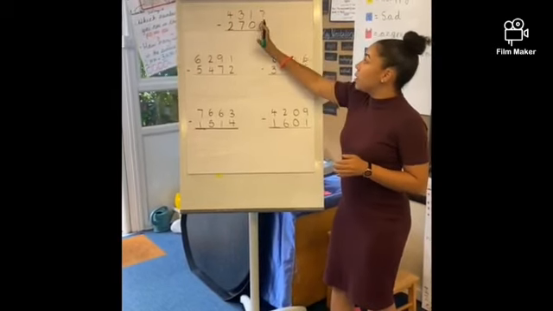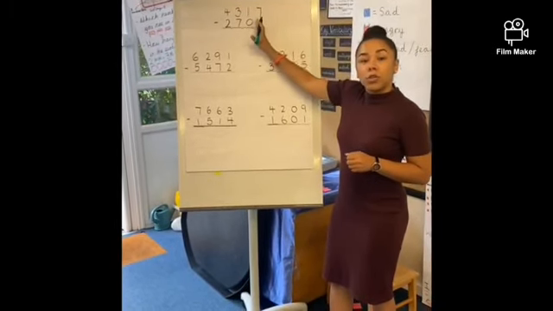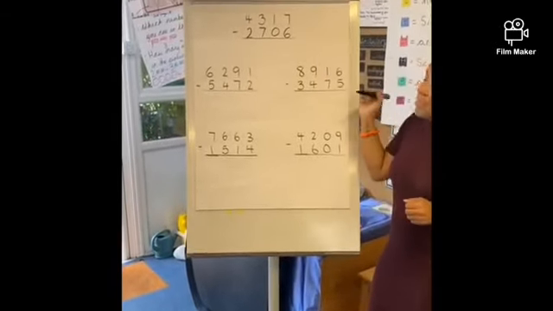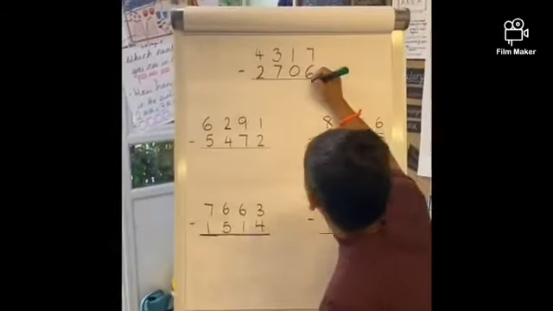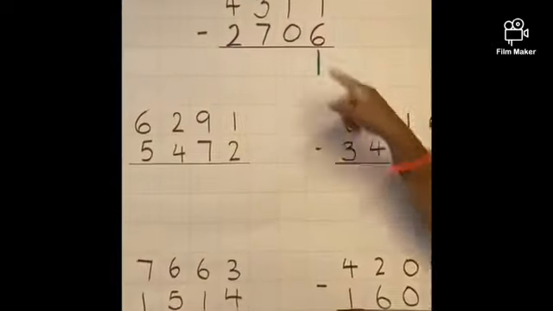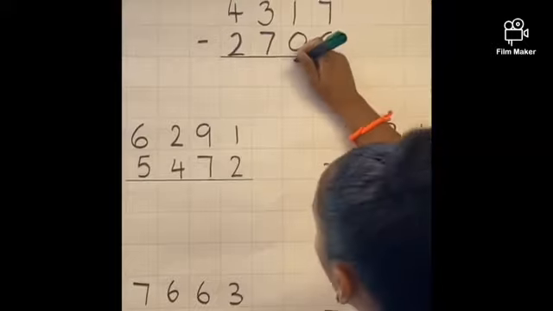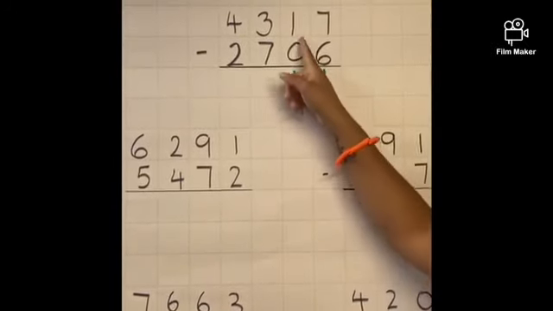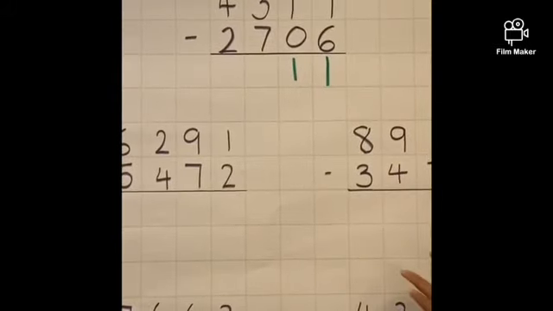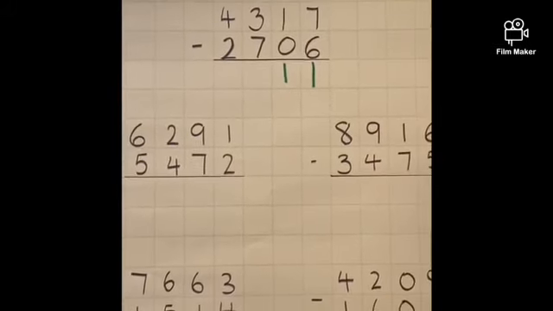And I'm always going to start with my ones column. So I'm going to start with 7 minus 6, which is 1. Then I'm going to move over to 1 minus 0, which is 1. Then I'm going to move over again. Now 3 minus 7, you can't do that, and we're not going to go into the negative numbers.